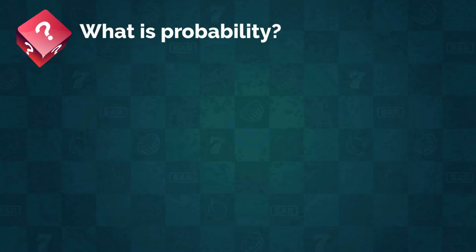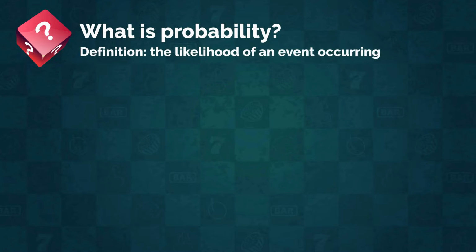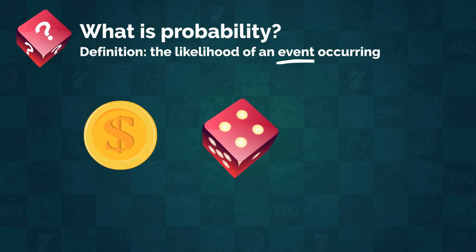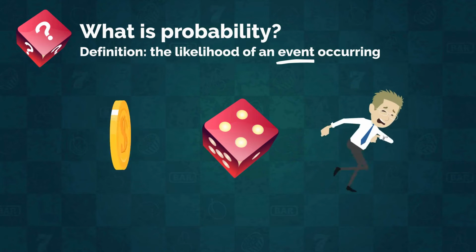Essentially, probability is the chance of something happening. A more academic definition for this would be the likelihood of an event occurring. The word event has a specific meaning when talking about probabilities. Simply put, an event is a specific outcome or a combination of several outcomes. These outcomes can be pretty much anything. Getting heads when flipping a coin, rolling a 4 on a 6-sided die, or running a mile in under 6 minutes.